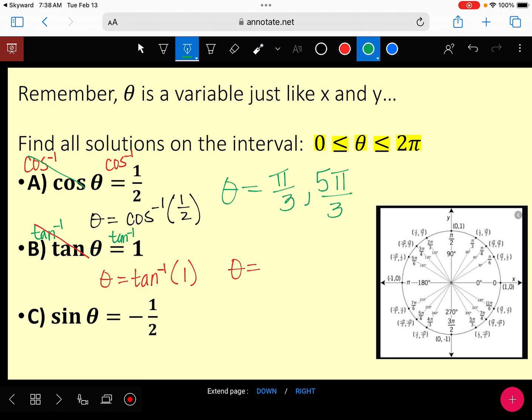All right, so quadrant 1 is pi over 4. And what about quadrant 3? 5 pi over 4. Good job. All right, try to do C by yourself. Do inverse sine and tell me the two angles.